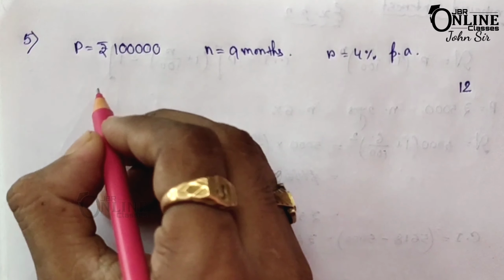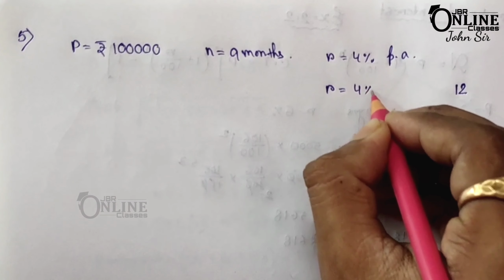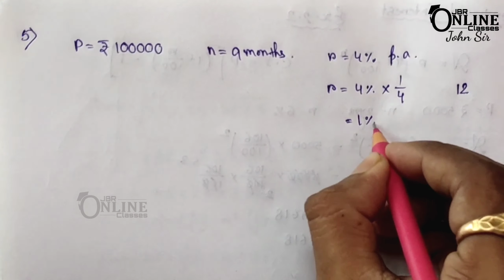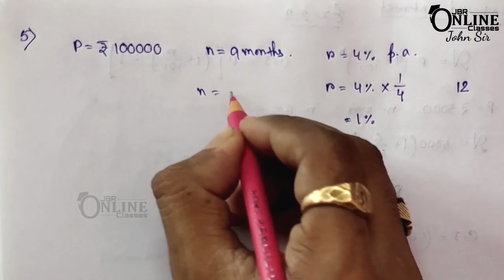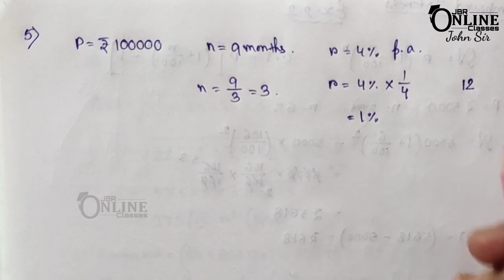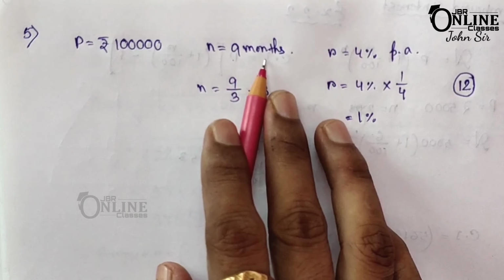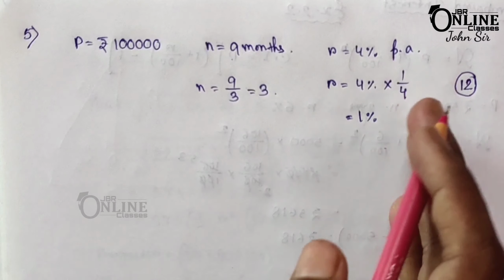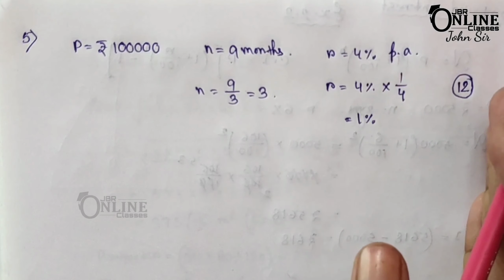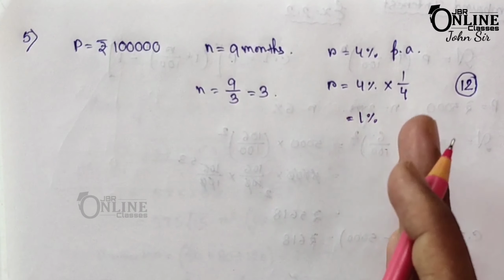Clear? So the rate of interest will be changed into 4% into 1 by 4, or divide by 4. So it becomes 1%. And here n will be 9 by 3, and that equals 3. Clear? So the total months in a year is 12, and as you have to calculate for 9 months, you convert this year into 4 segments, that means 3 months each, as it is said compounded quarterly. Quarter means 4 parts.